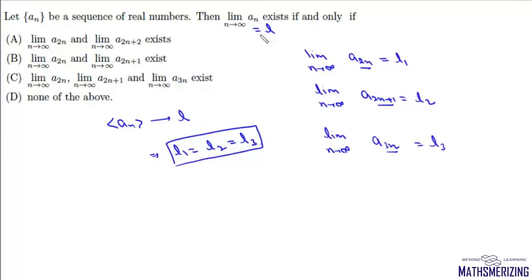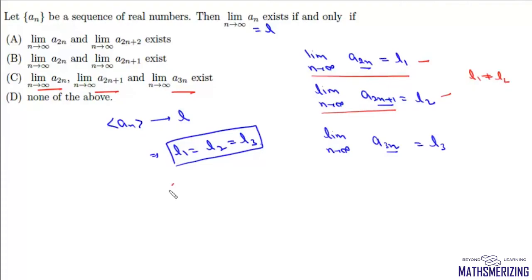Now we'll discuss the case when B implies A. That is, all these three limits exist. Now suppose limit n tends to infinite a2n converges to L1, and this limit a2n plus 1 converges to L2, and suppose L1 is not equal to L2.